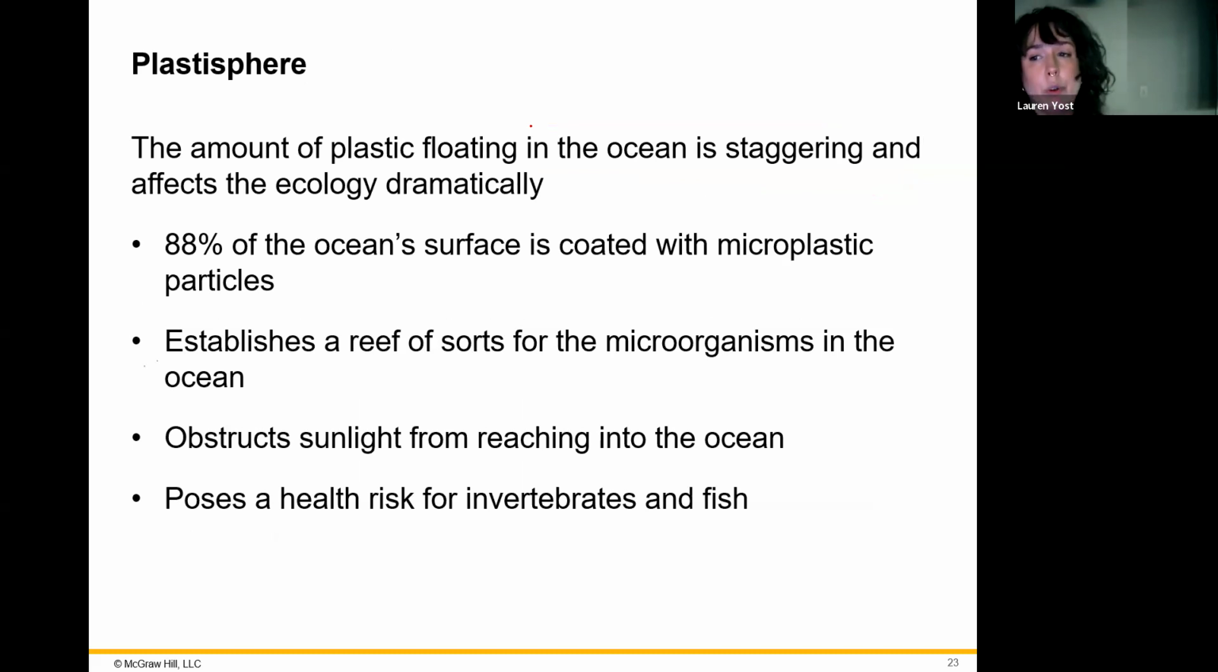We look at the amount of plastic floating in the ocean. Obviously, this is a problem. Everybody knows that, right? 88% of the ocean surface is coated with microplastic particles, y'all. There's not a whole lot we can do about that at this point. 88%. So this establishes reefs in some cases for microorganisms to grow and create new little ecosystems that should not be there. It also blocks sunlight from reaching the ocean floor, and it creates this weird ecosystem, like I said, that shouldn't be there, causes an imbalance, and can lead to health risks for invertebrates and fish.